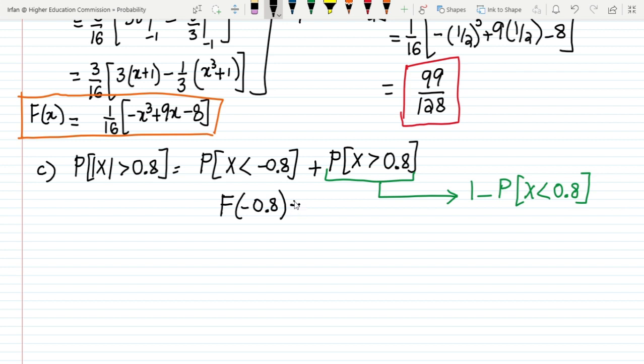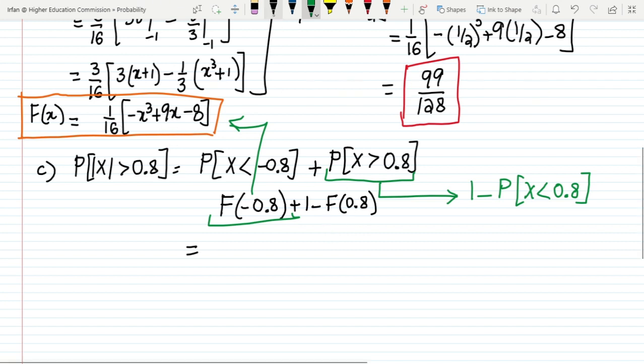So let me put their values here. It will be f of minus 0.8 plus 1 minus f of 0.8. Putting the value minus 0.8 in the first one and 0.8 in the second, ultimately the answer will be 0.164, and that is the solution of part C of my question.